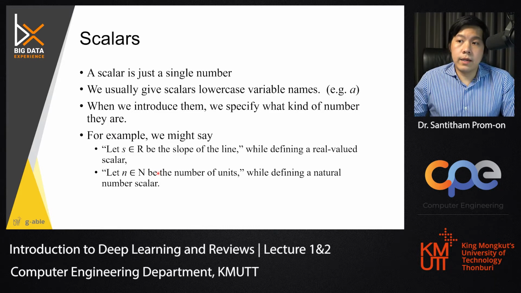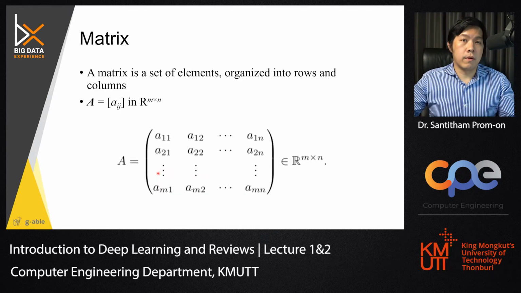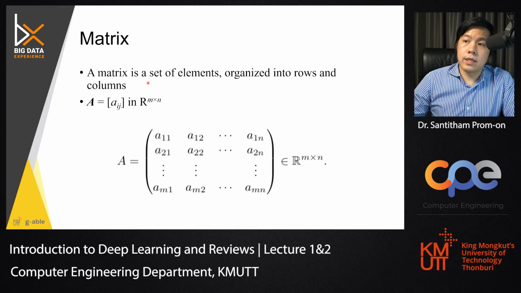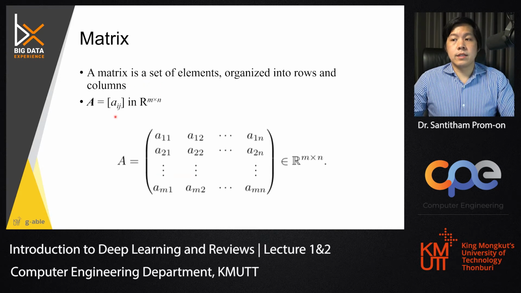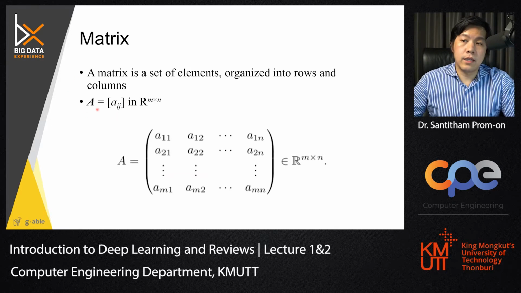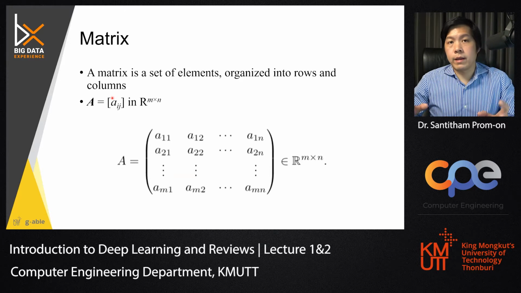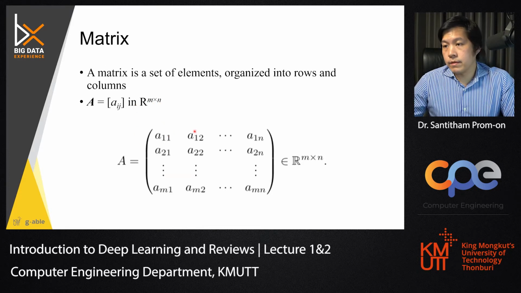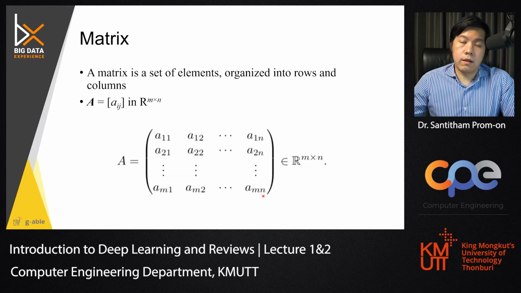Once you combine the scalar values together in the form of a structure, you have vector and matrix. Matrix is a set of elements that you organize into rows and columns. Usually it is written as A = [a_ij], which belongs to R^(m×n), which means that you have m rows and n columns. That's why we have indexes like this.